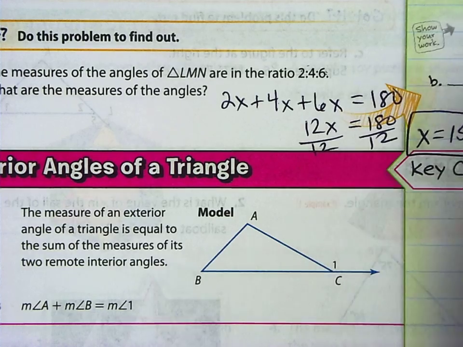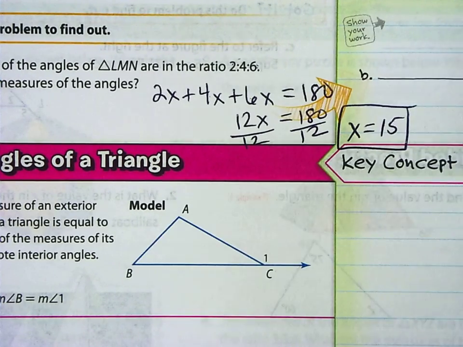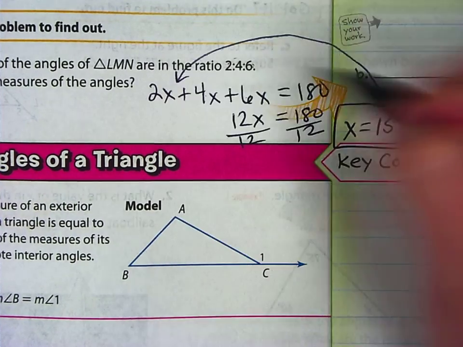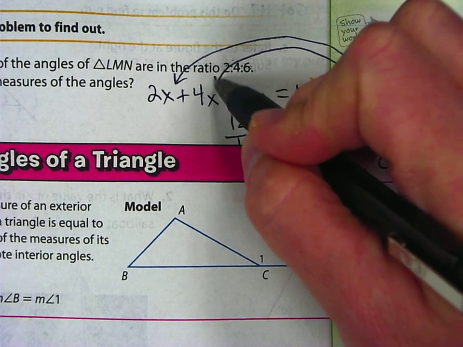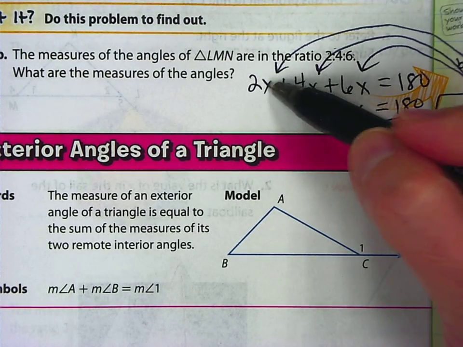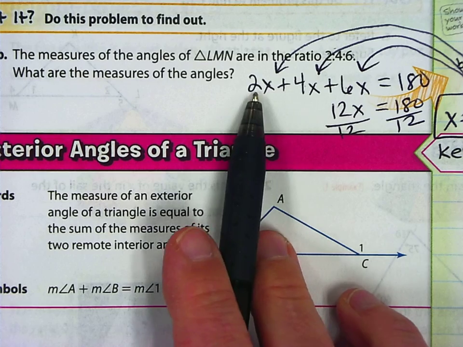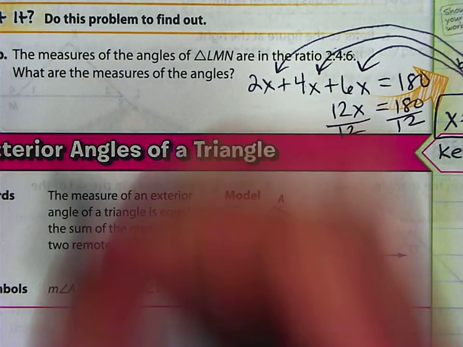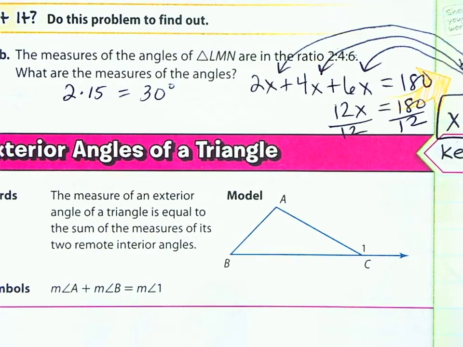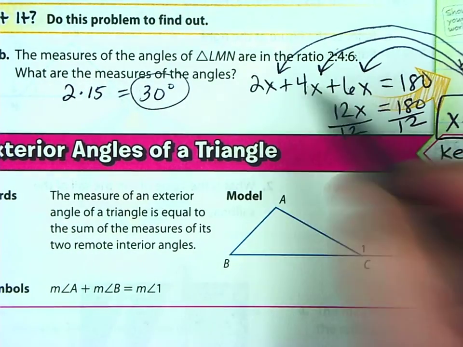Now x equals 15. So now since x equals 15, you're going to take 15 and plug it into each one of these x's in this problem you created and figure out what your three angles are worth. Okay, so now you're doing 2 times 15. Since x is 15, this means 2 times whatever x is. So 2 times 15 is 30 degrees. Okay, so one angle is 30.